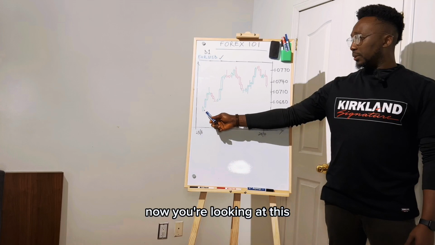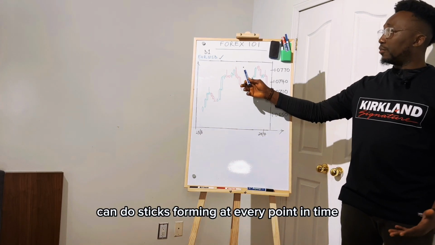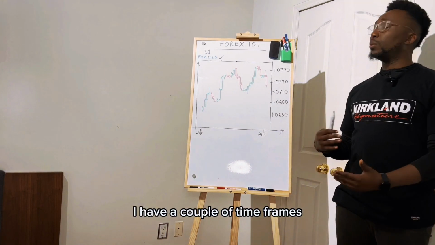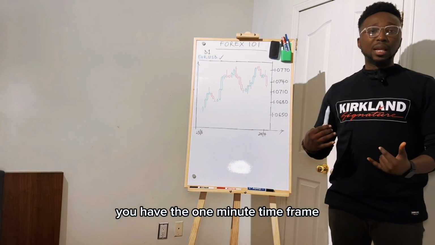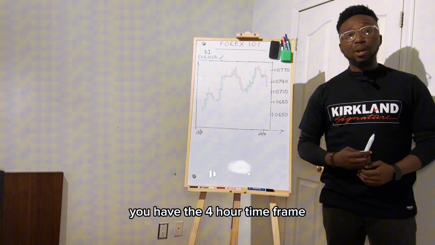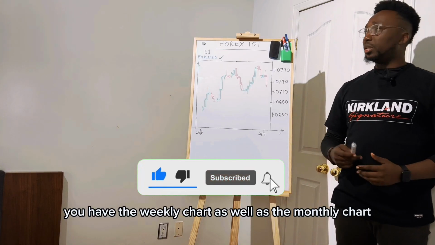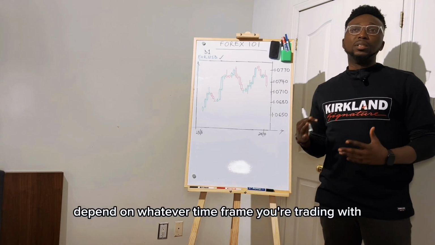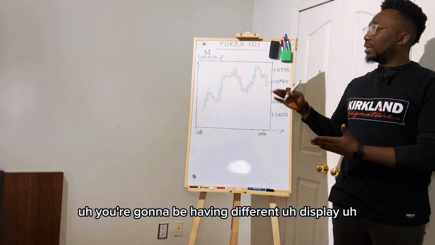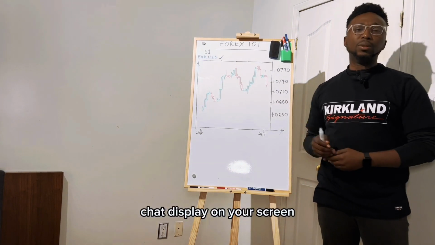Now you're looking at this. These are, just like I said, candlesticks forming at every point in time. So it depends on the time frame. Just like I explained last time, you have a couple of time frames: the 1 minute time frame, the 5 minute time frame, the 1 hour time frame, the 4 hour time frame, the daily chart, the weekly chart, as well as the monthly chart. Depending on whatever time frame you're trading with, you're going to have different charts displaying on your screen.